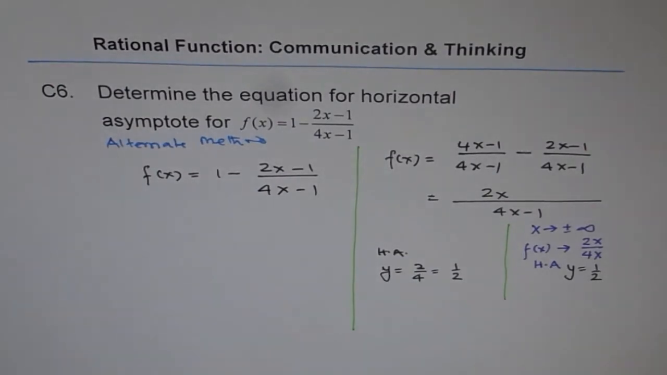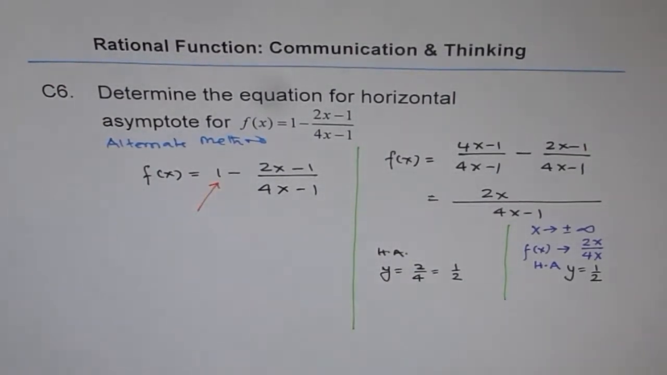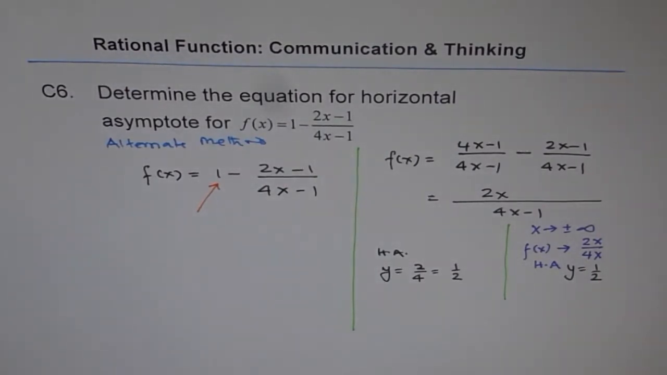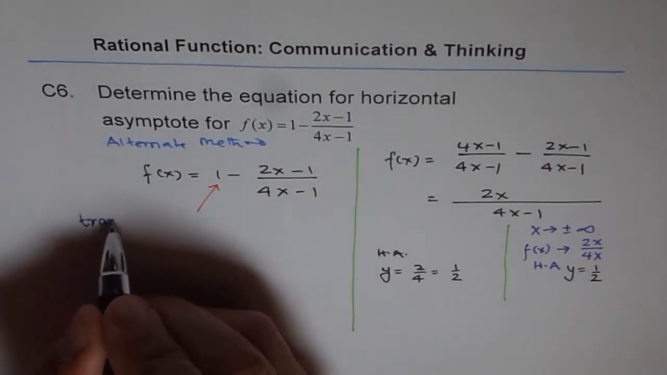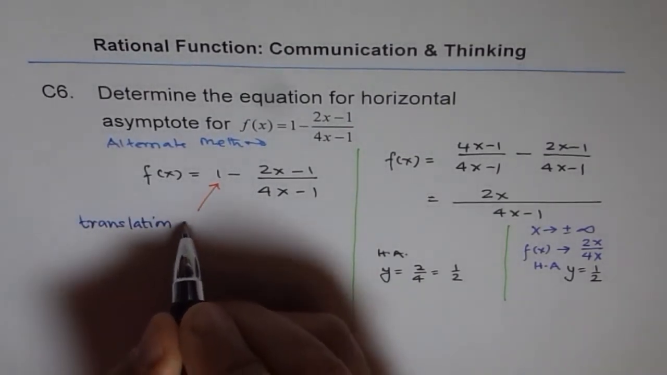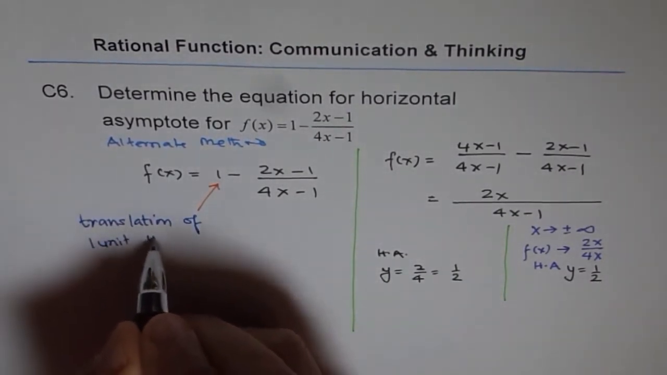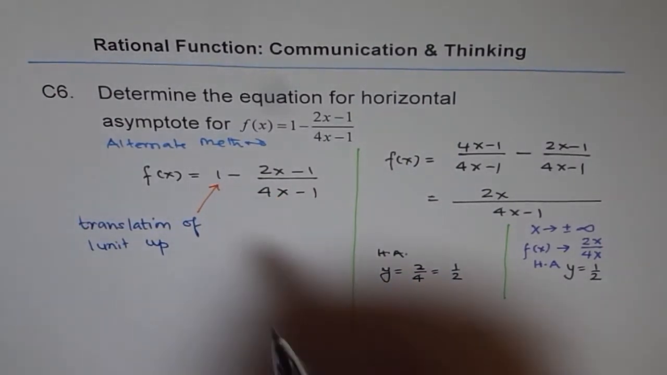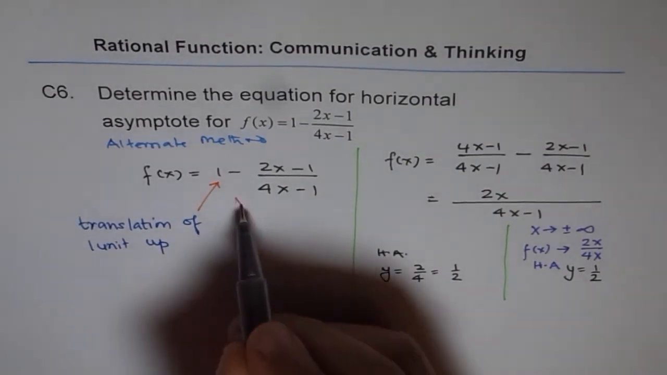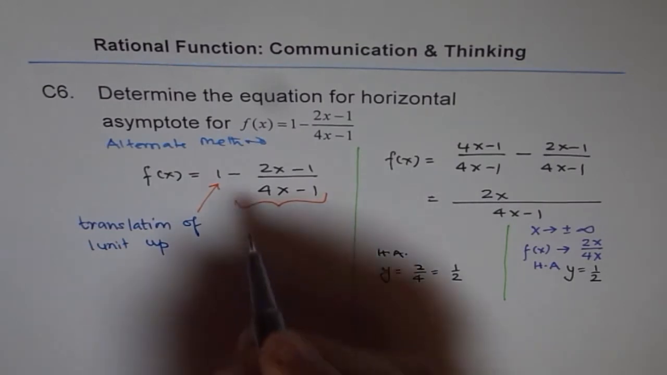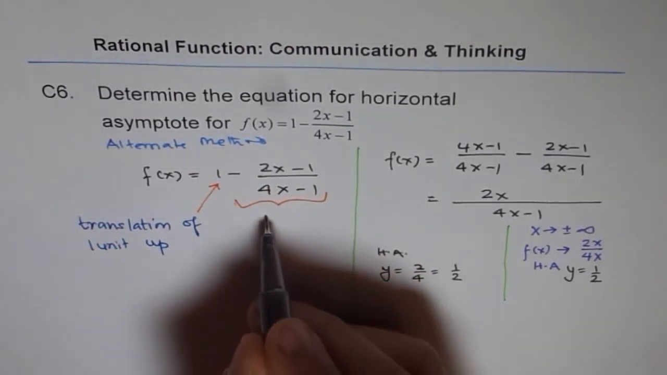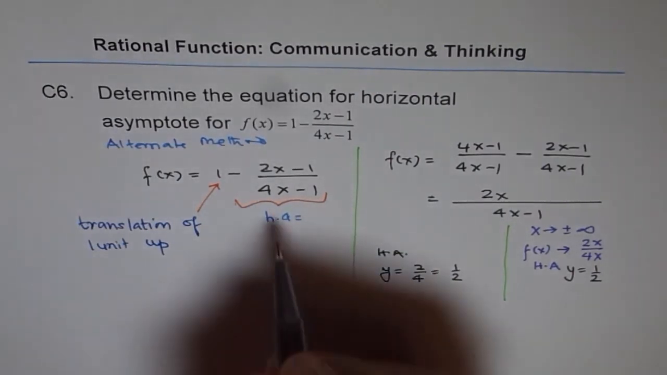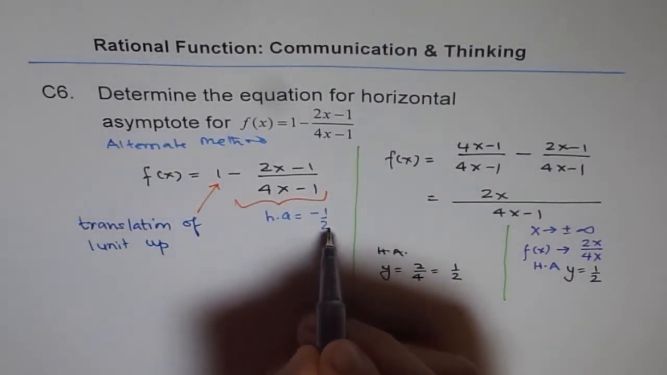Now, what is the meaning of this 1? When you add 1, what is really happening? The value of f(x) increases by 1 all over. So that is like a translation of 1 unit up, and therefore this horizontal asymptote gets translated 1 unit up. If you consider only that part of the function, the horizontal asymptote should be the ratio of these two. So let me write small horizontal asymptote, which will be minus 2 over 4, which is minus half, correct?